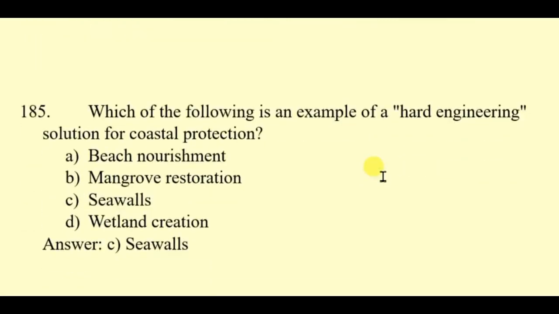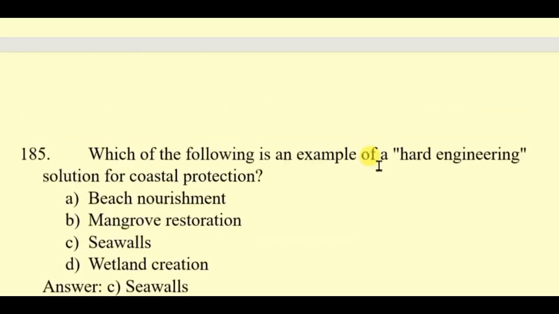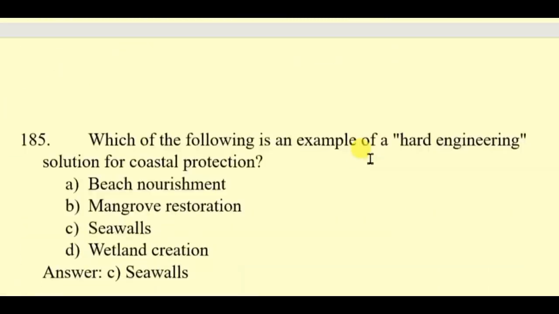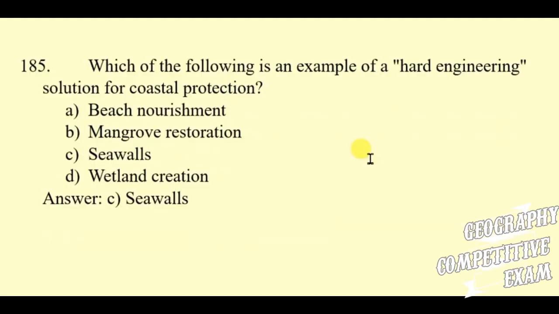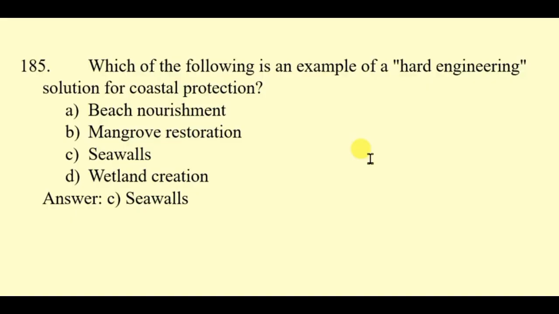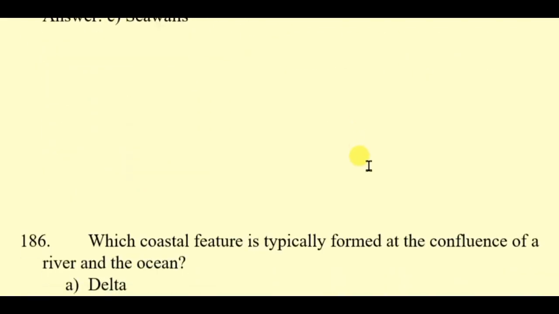Question 185. Which of the following is an example of hard engineering solution for coastal protection? Beach nourishment, mangrove restoration, sea walls, wetland creation. Here the right answer will be sea walls.